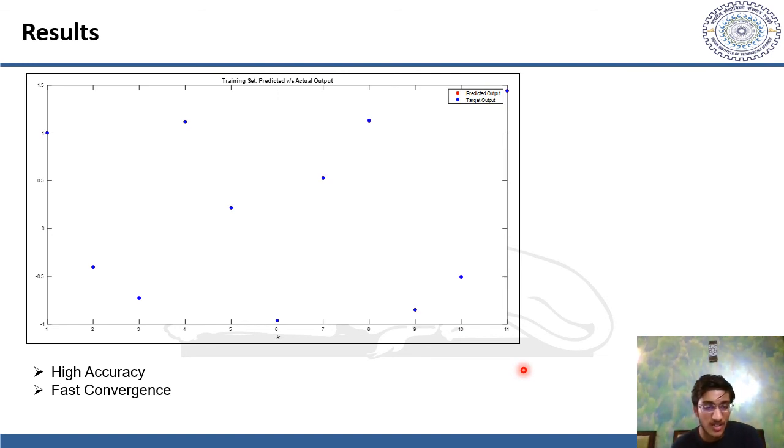So, I would just like to say that the future of statistical signal processing techniques is essentially going to be the artificial intelligent techniques.